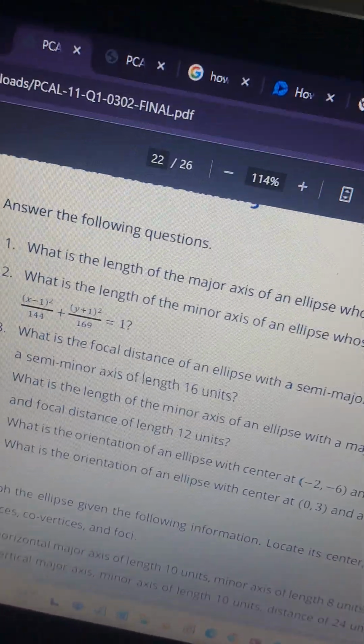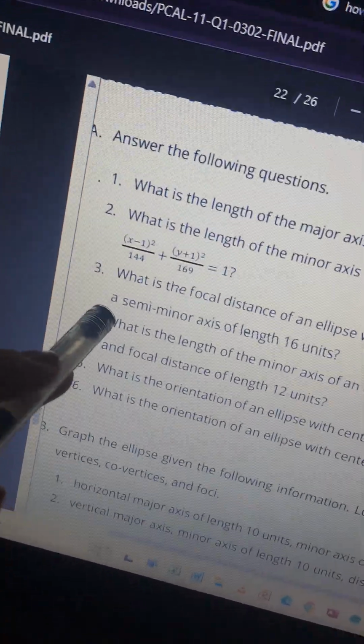So guys, we're gonna do it to this now. We're gonna skip 1 and 2. We're gonna go back to that later. We're going to 3, 4, 5, 6 first.